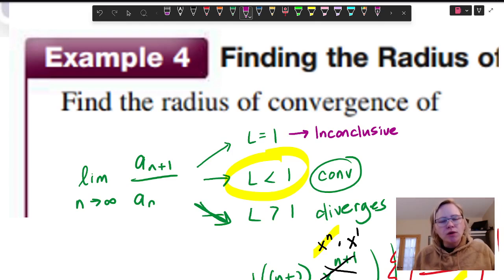And so at that point, we need to take some steps to test those endpoints, and that's what we'll cover in the next video in the series. So here in this video, our goal is simply to talk about what our radius of convergence is and how we get that initial interval. To find out what happens at the endpoints, you're going to go and watch the next video in the series.